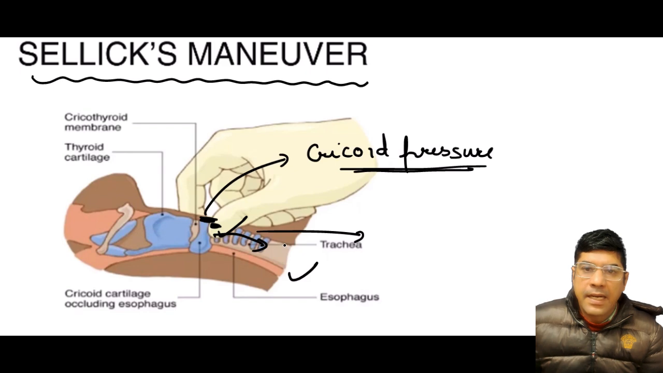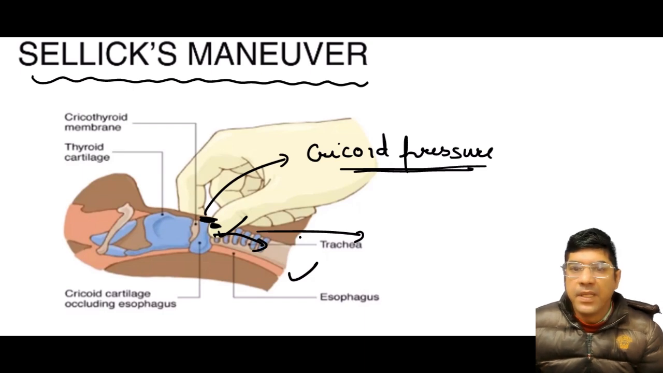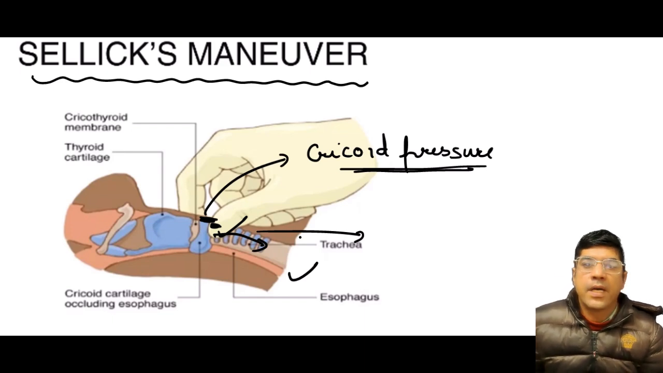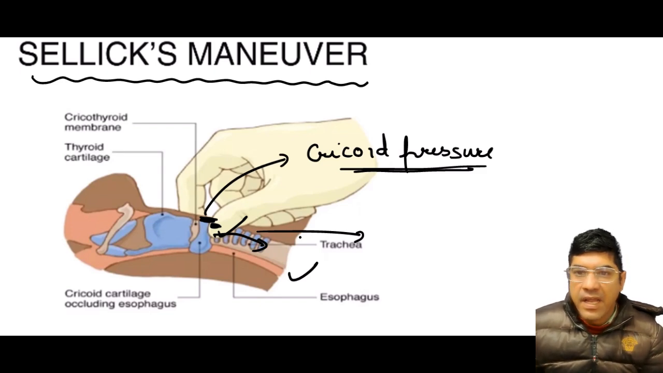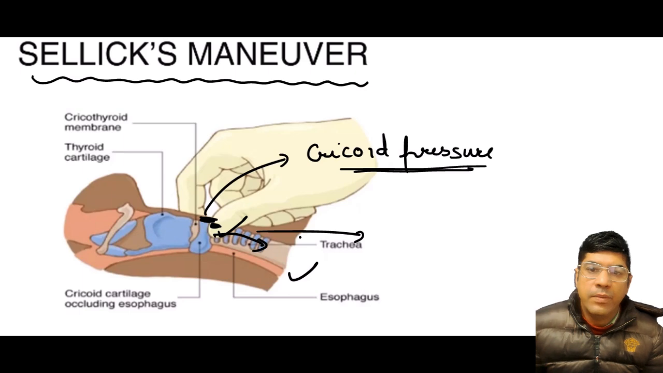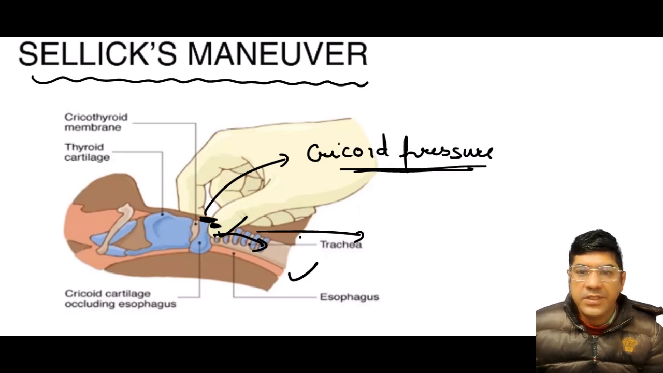You apply pressure directly to the cricoid cartilage, a ring-shaped cartilage located in the neck just below the Adam's apple, that is the thyroid cartilage. The pressure is applied through the thumb and fingers to press down on the cricoid cartilage and simultaneously push it against the cervical vertebra. This pressure is maintained until the healthcare provider successfully places the breathing tube, that is the endotracheal tube, into the trachea during the intubation.